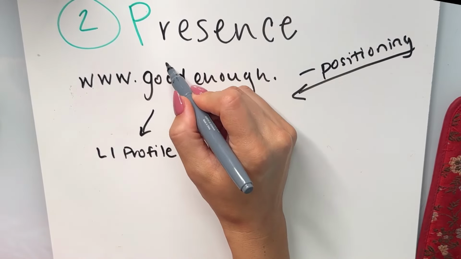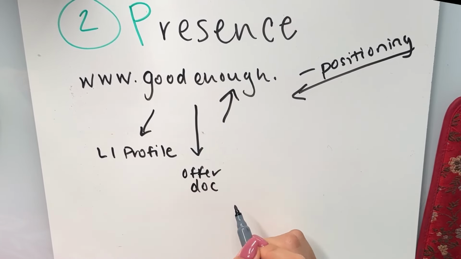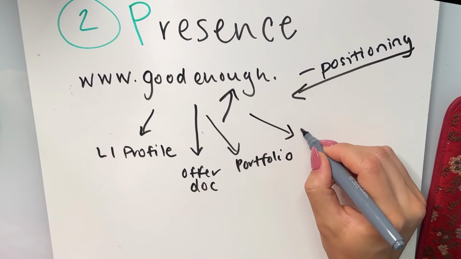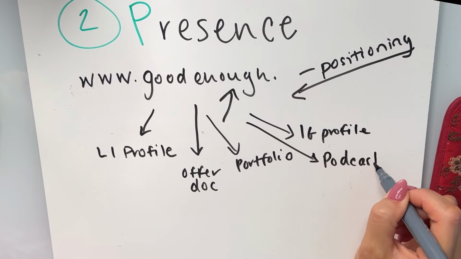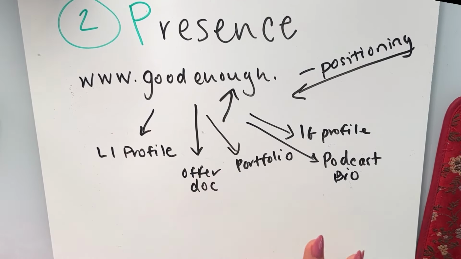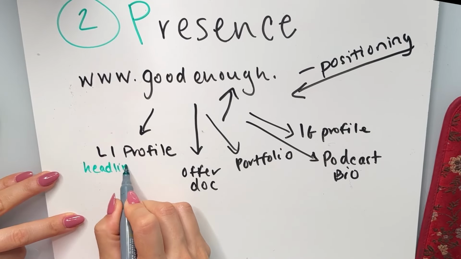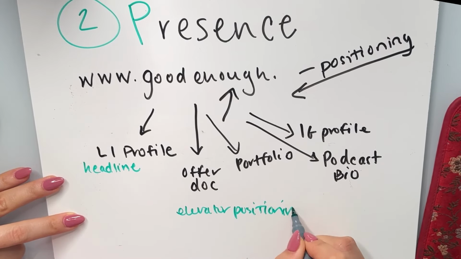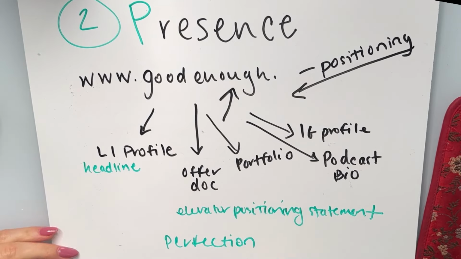So it'll be on your website, it'll be on your LinkedIn profile, it will be on your offer doc, the marketing materials you send to clients, it'll be your portfolio, it'll be your Instagram profile, it'll even be your podcast bio. The more we can just repeat this message over and over again, that's really what creates a strong brand. Your LinkedIn headline will be properly branded. We'll have you positioned in that way. We'll have your elevator pitch and positioning statement. And the thing is that there is no perfection required, right? We know that we can just get this up and going, make it good enough and be fine.